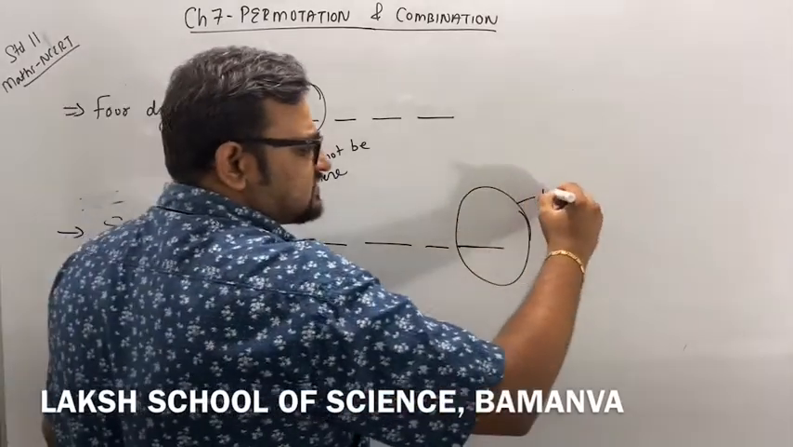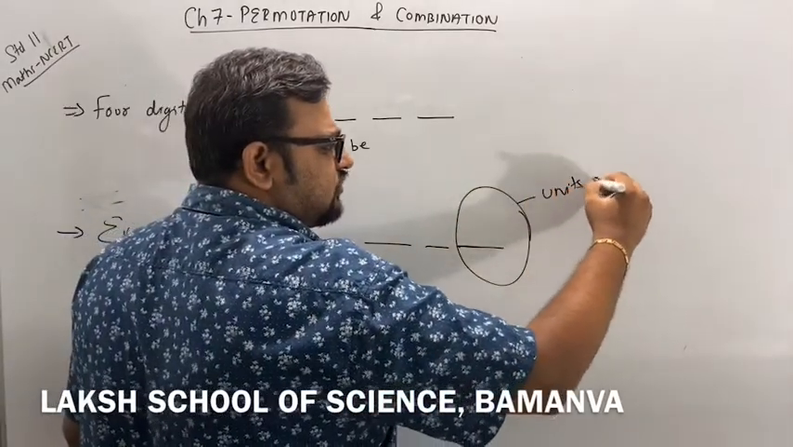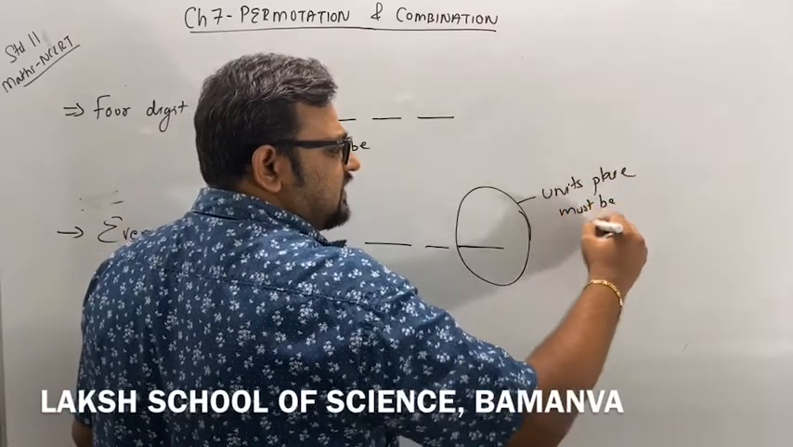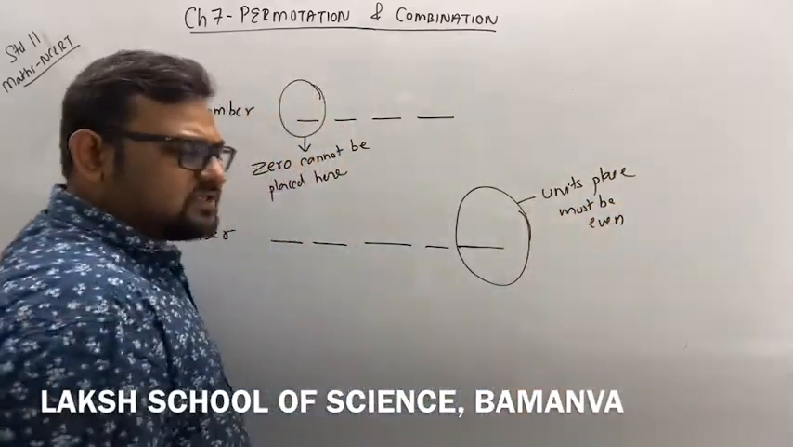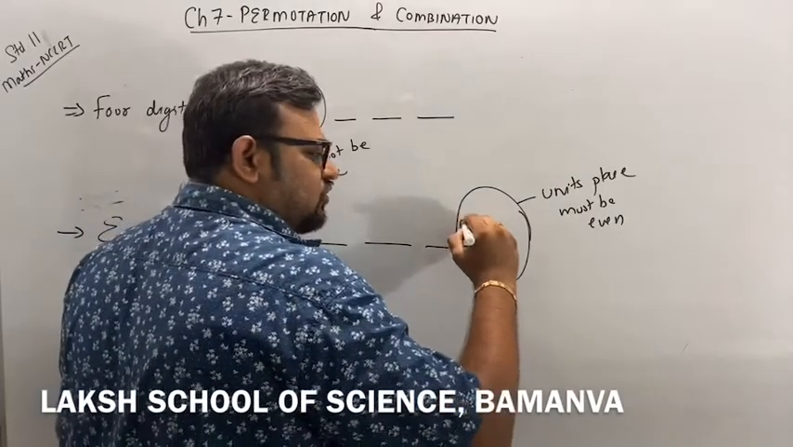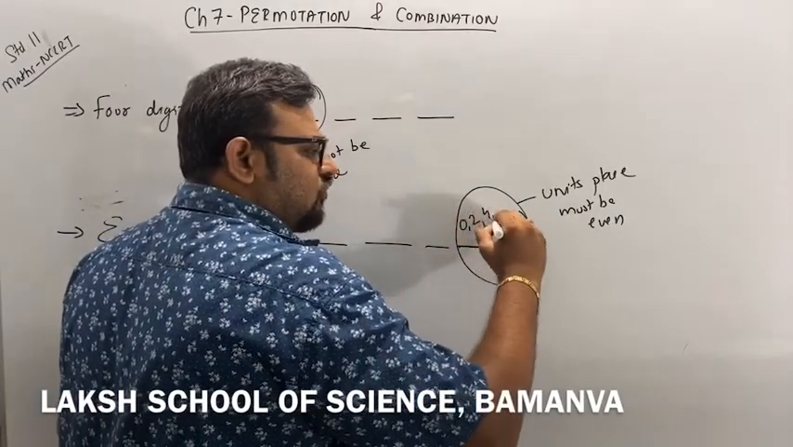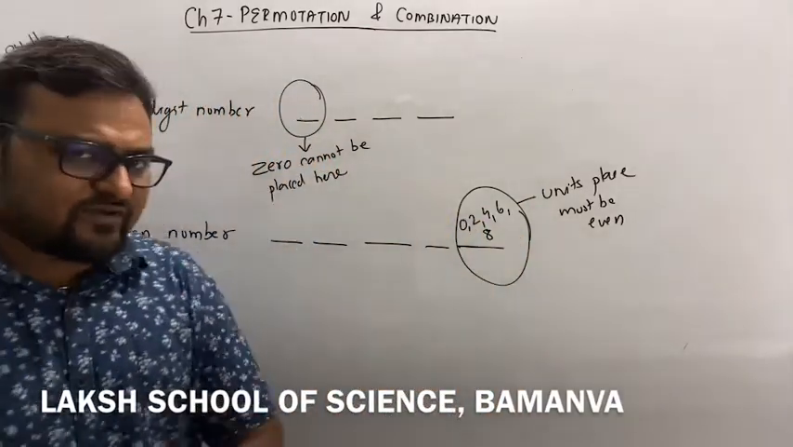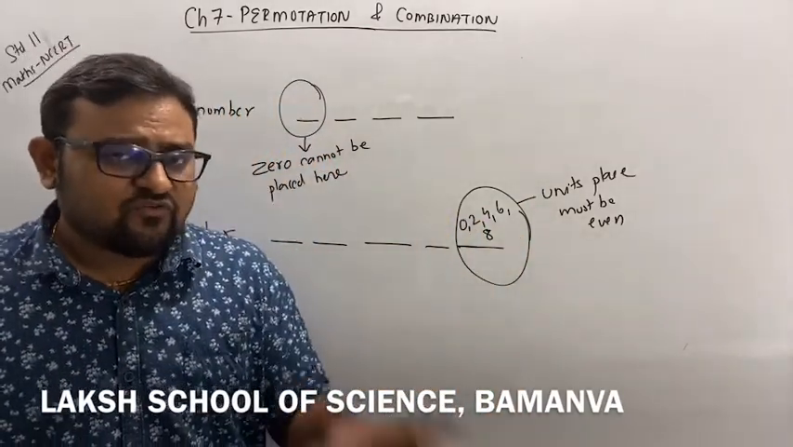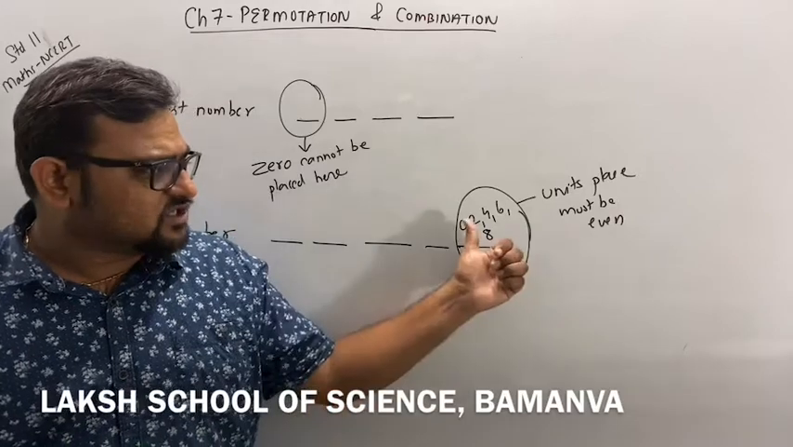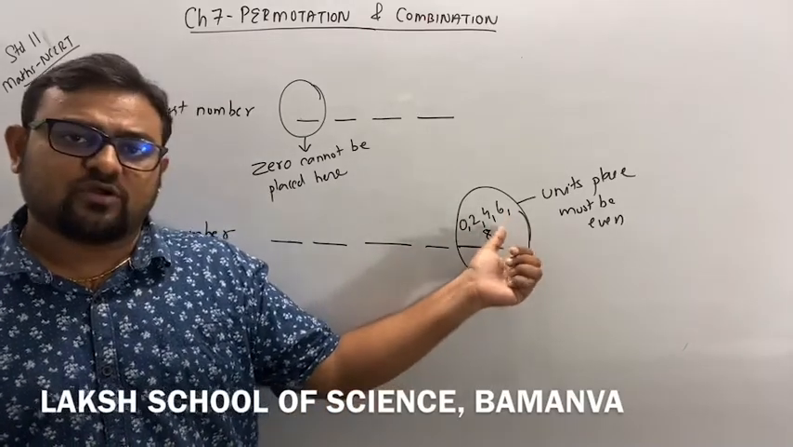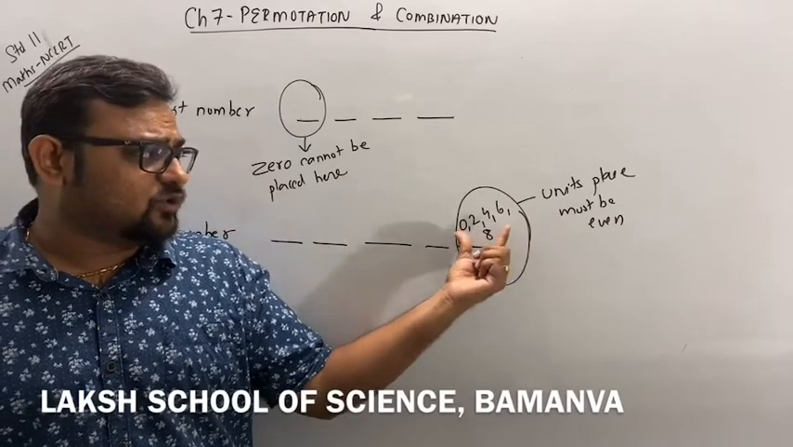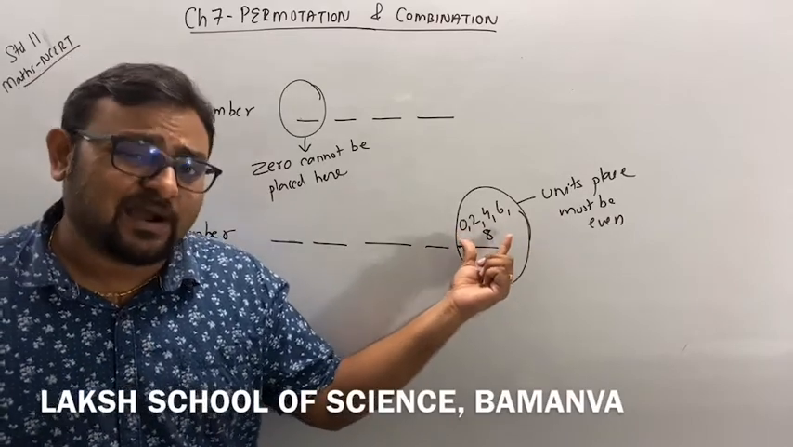Which is this place? The units place must be even. Means you can put here 0, 2, 4, 6, 8. Whatever numbers are given, from there, if you are having 0, 2, 4, 6, 8, then you can put. Okay? Clear? So here you can only put these 5 numbers.